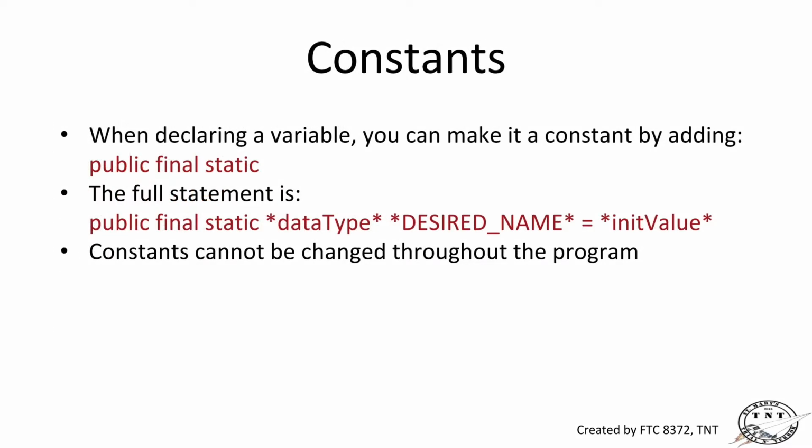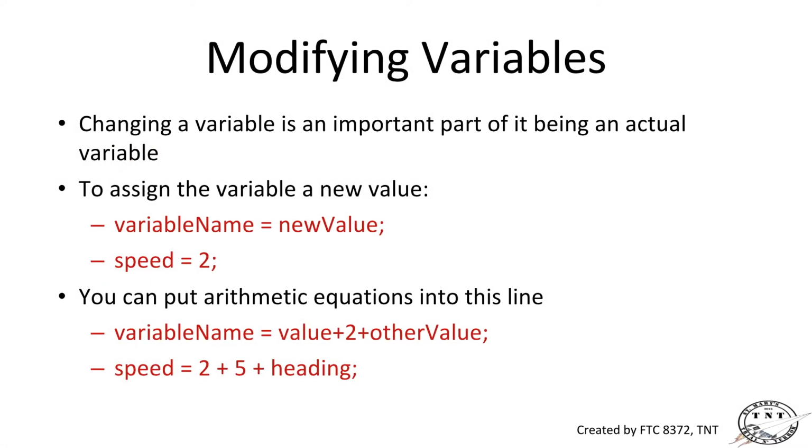So another type of variable that is practically an extension of the other variable types is a constant. You can make any of your variables constant by, when you declare it, adding public final static before the data type. So it'd be public final static data type desired name equals init value. Now what this does is it makes it such that constants cannot be changed throughout the entire program. You cannot edit them or do anything like that. Now one quick note about constants is that you have to name them all caps, and where spaces would normally be, you put underscores.